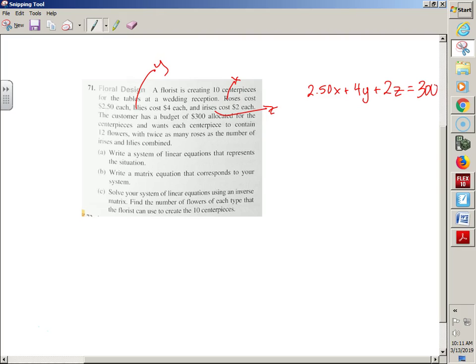So however many roses plus however many lilies plus however many irises needs to be 120. Right? Because each centerpiece has 12, and then we have 10 centerpieces. Okay, so 120 flowers total.